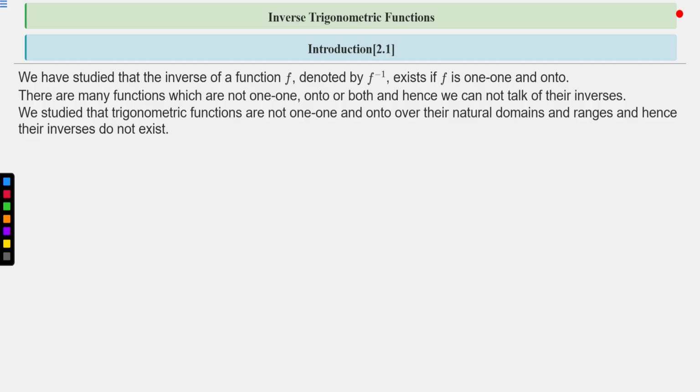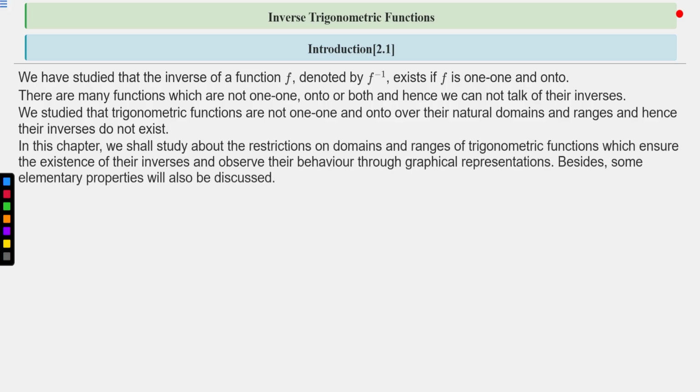So you can ask that, if the inverse of the trigonometric function does not exist, then why are we studying inverse trigonometric functions? We are studying inverse trigonometric functions because we will make sure that the inverse of the trigonometric function exists. So for that we will have to restrict the domain, so that the function becomes 1-1 and onto in the restricted domain, right? Clear?